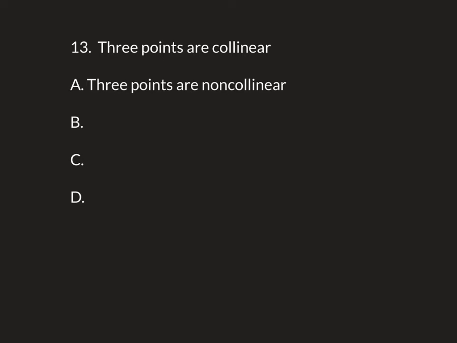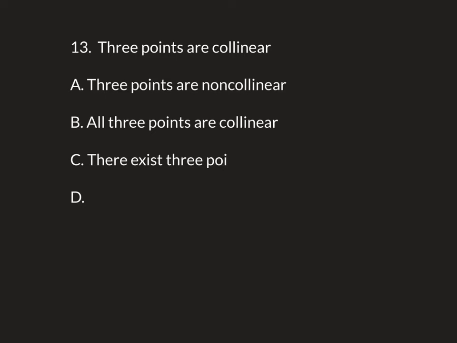For part B, we're adding in that word all. So all 3 points are collinear. Right, for C, so we can add the word some, but really there exists would make a little bit more sense in this one. So there exists 3 points that are collinear.